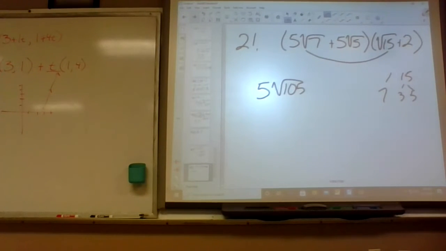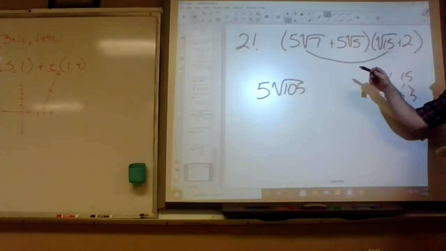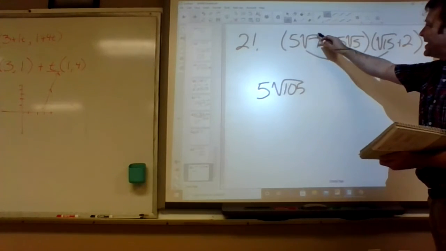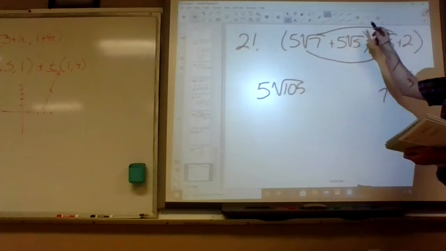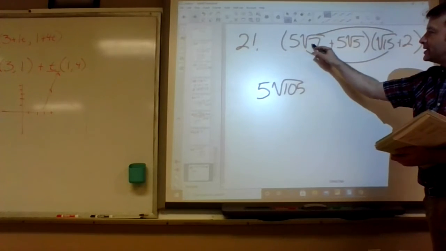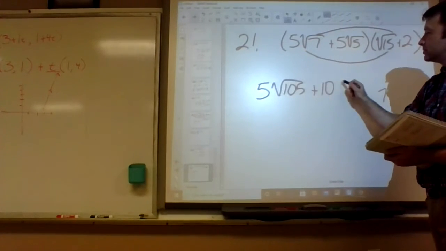So what would the next one be? Okay, square root of 5. So that's the first. The outside, 2 times 5 is 10, so it's just 10 square root of 7.